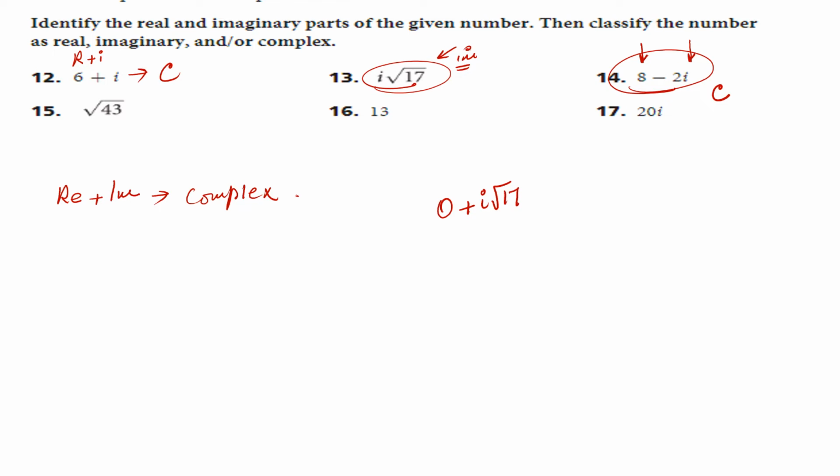Square root of 43 doesn't have any i part or imaginary part. That's why it is a real number. In order to write it as a complex number, we can add 0i, that means imaginary part. But in fact, there is no imaginary part. It contains only a real number. Root 13 is a real number. 20i is an imaginary number.